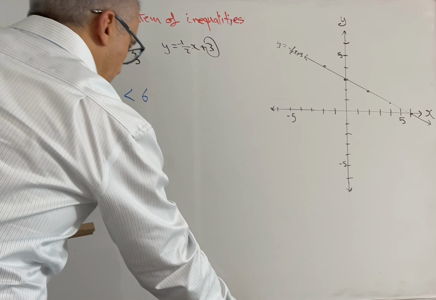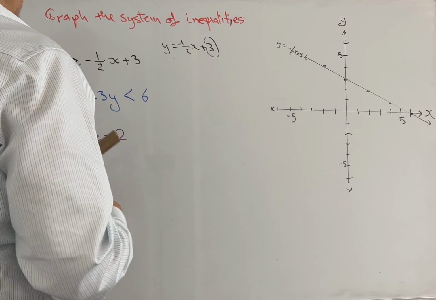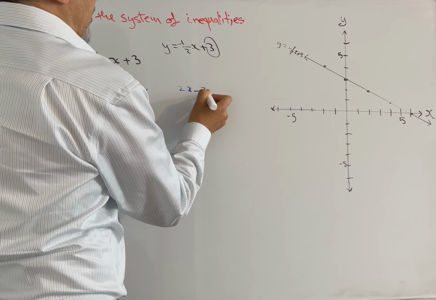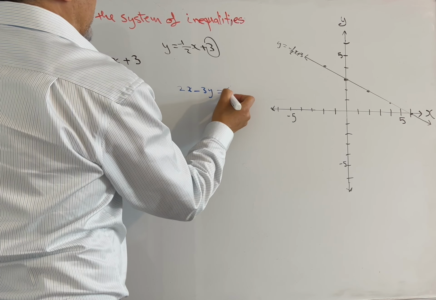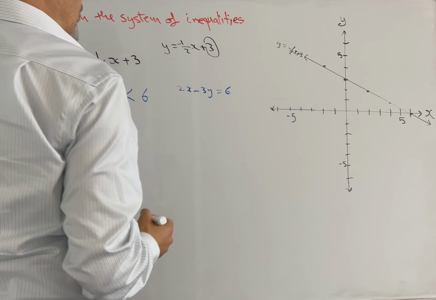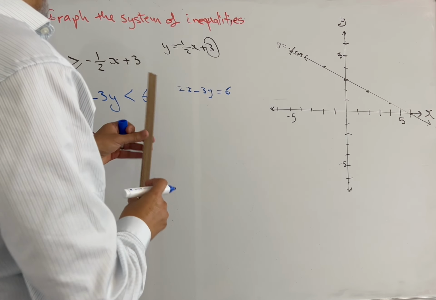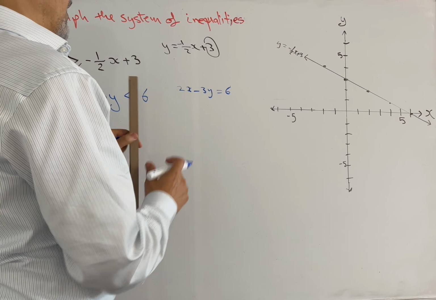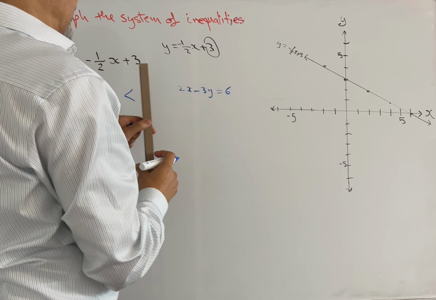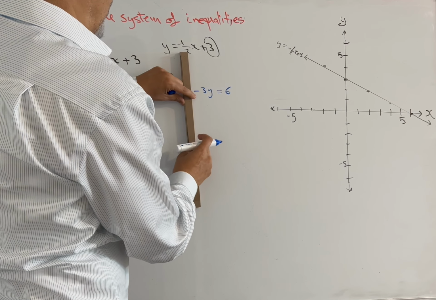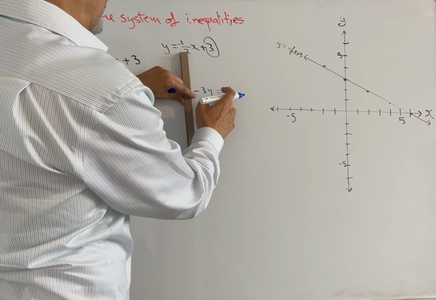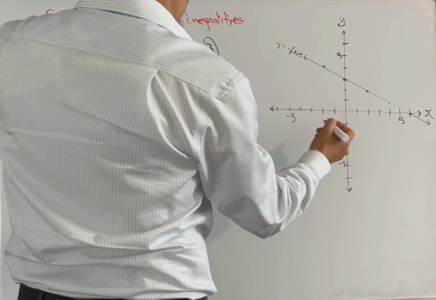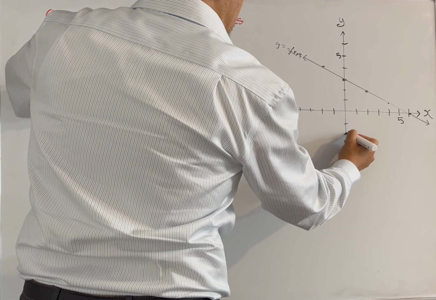Now the other one here, we're going to graph 2x minus 3y equals 6. To find the y-intercept, I don't have to change it to slope-intercept form. I make x 0, and all of this disappears, so you have -3y equals 6, divide both sides by -3, then y equals -2. So my y-intercept here is -2.